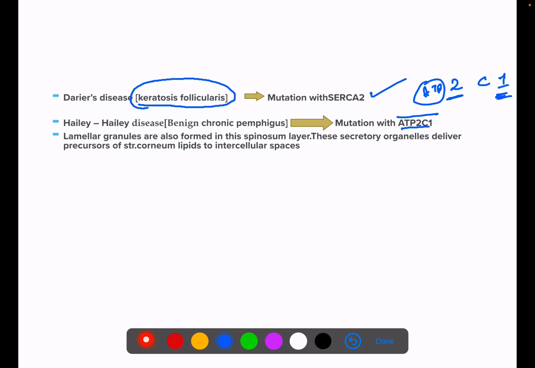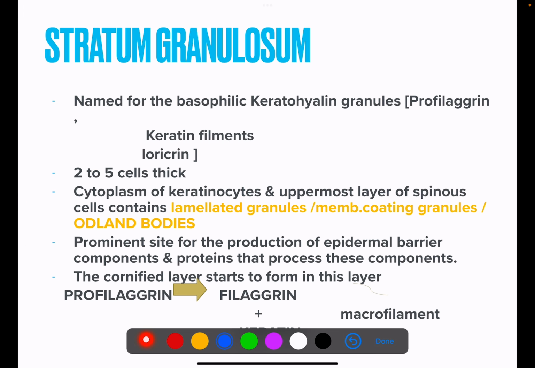Lamellar granules are also formed in the spinosum layer. These secretory organelles deliver precursors for stratum corneum lipids to intercellular spaces. So what is stratum granulosum? It is named for the basophilic keratohyalin granules: profilaggrin, keratin filaments, and loricrin. These three are the granules present here. It is 2 to 5 cells thick. The cytoplasm of keratinocytes in the uppermost layer of spinous cells contains lamellated granules, membrane coating granules, or Odland bodies. So understand, these are in the cytoplasm of keratinocytes in the uppermost layer of spinous cells, not the granular layer.